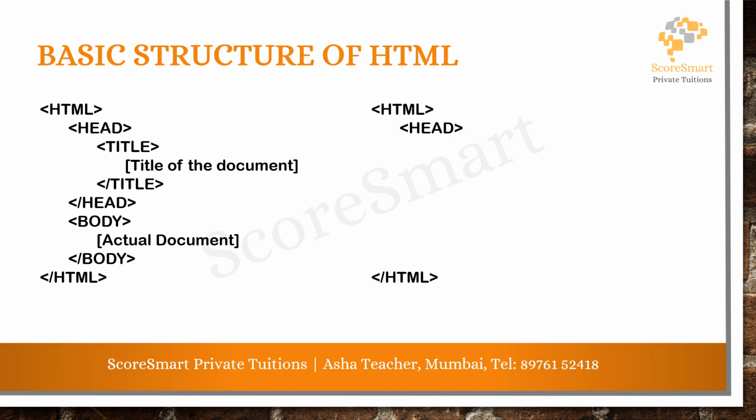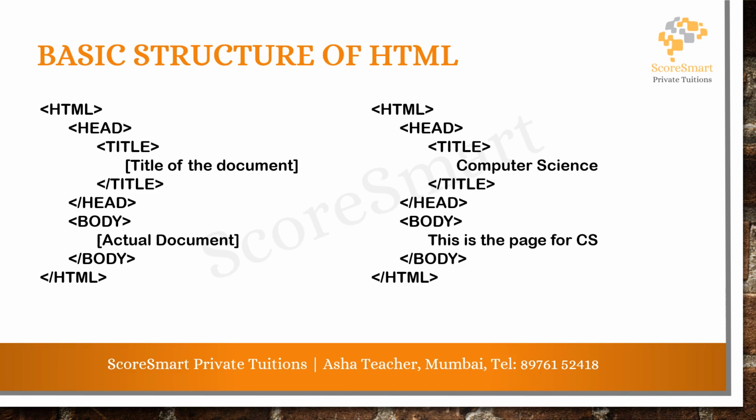Let us see an example. HTML, head, title. I give the title computer science. Next, in the body, I write 'this is page for CS'. The output that you see will be computer science on the top, and on your actual web page, 'this is page for CS' will be printed. We will see more examples later.